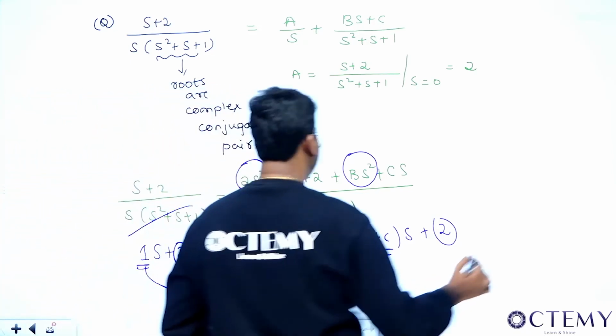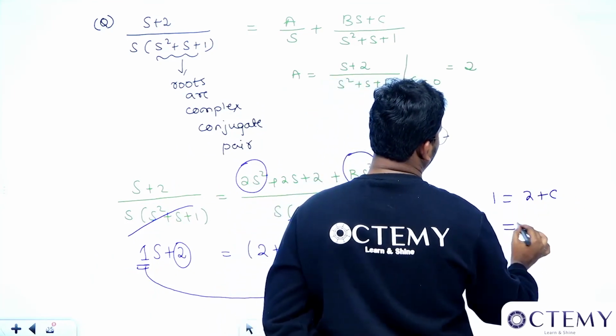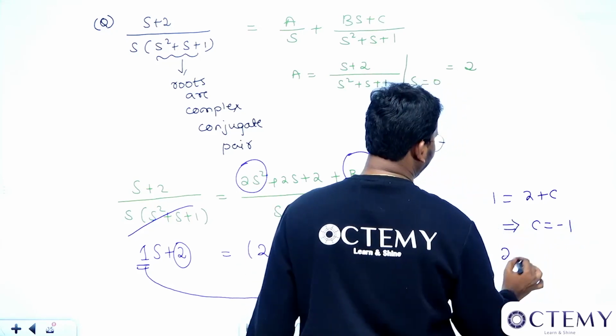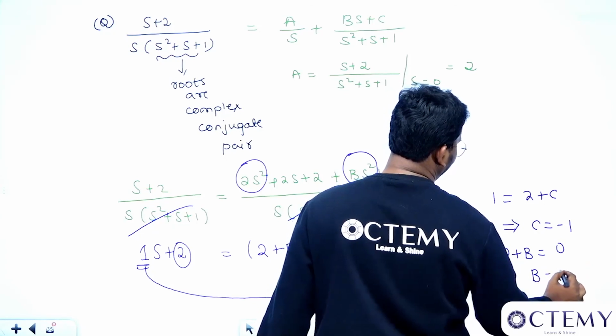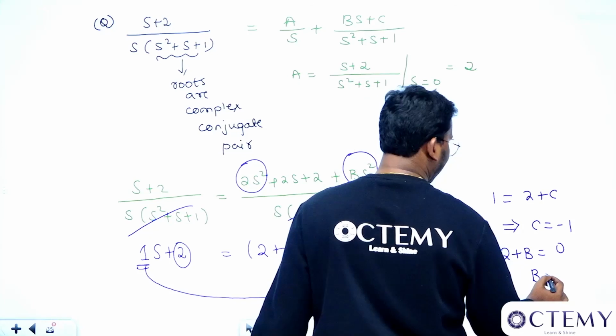That means 1 is equal to 2 plus c. So what will be c, sir? Your c will be equal to minus 1. Similarly, 2 plus b is equal to 0 because there is no s square coefficient. That means b is equal to minus 2. B is equal to how much, sir? Minus 2.